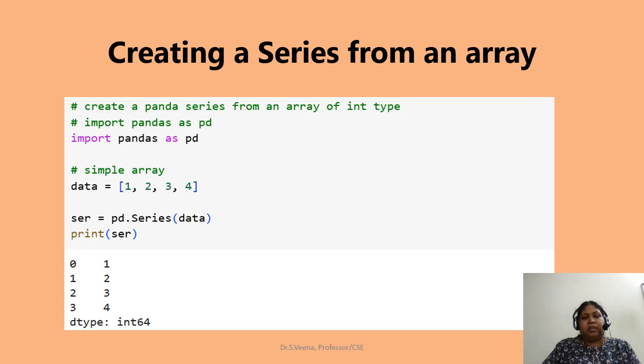So here you can see that it is a one-dimensional array. The values are 1, 2, 3, 4, and the index label is from 0 to 3. Since I have 4 values, the index value or label ranges from 0 to 3.